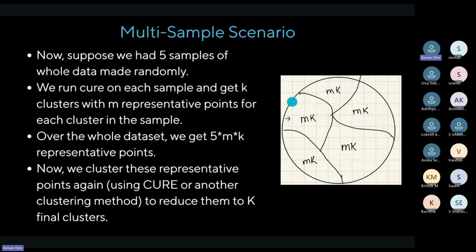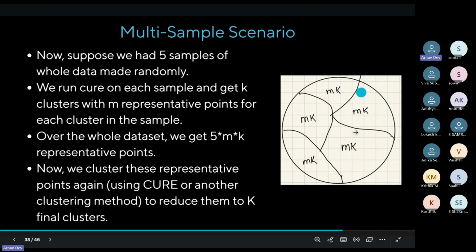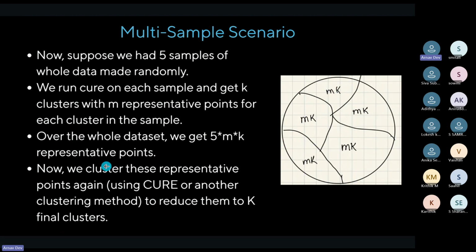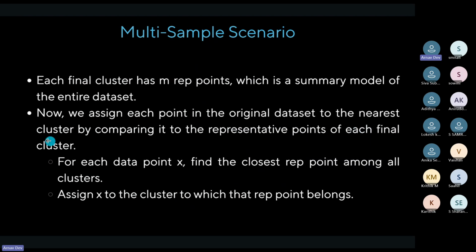And now what do you do with the entire data set? Suppose we had 5 samples of the whole thing, we run CURE on each of them. And in each of the samples, you get k clusters, and each cluster has say m representative points. So for each cluster, you'll get m representative points, and for each sample, you'll get mk representative points, right? So you have 5 samples in this case, so you'll get 5 into m into k representative points for the whole data set. Now you treat these as normal points. You use any other clustering method, or say CURE, on these total 5mk points again, and then you reduce these into k final clusters.